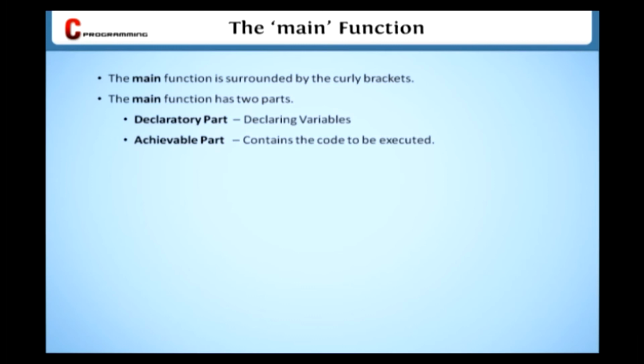Like other functions, the main function can take parameters. If we set the parameters with the main function, they are called command line arguments, which we will discuss in the forthcoming lessons. Remember, without having the main function, we cannot execute any C program.